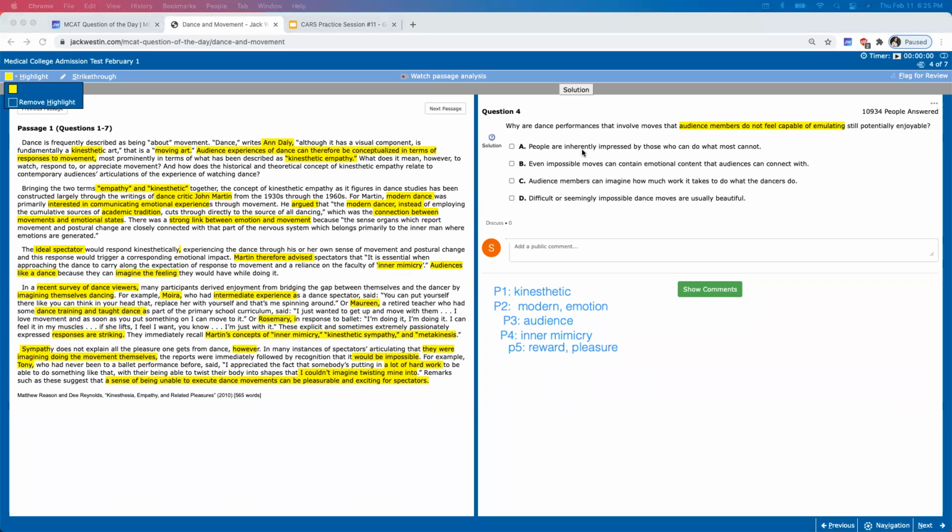Okay, people are inherently impressed by those who can do what most cannot. We can keep that. Even impossible moves can contain emotional content that audiences can connect with. We didn't really talk about that in that paragraph. Audience members can imagine how much work it takes to do what the dancers do. Yeah, that is definitely mentioned in the passage. So this is probably a good answer choice.